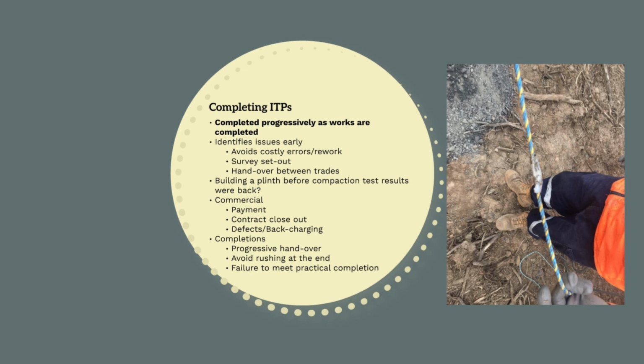ITPs also support the overall project completions process. The progressive completion and handover of quality avoids rushing at the end to sign off all of the ITPs at once. They can ensure the client is familiar with the works taking place and any quality issues are picked up as they arise. Ultimately, the progressive completion of QA will avoid any failures to meet practical completion.